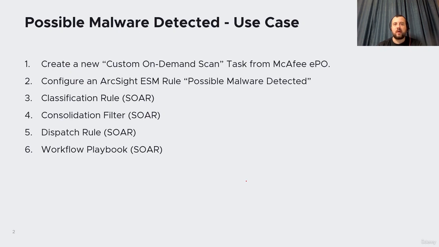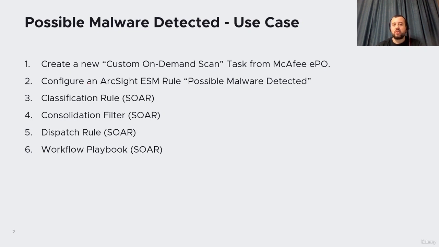this whole use case, the possible malware detected use case, and some of the things that I'm going to present in front of you. As I said, I'm going to create a new custom on-demand scan task from the McAfee policy orchestrator. I'm going to take you with me and literally grab your hand and show you step by step how this task essentially looks. Configure an ArcSight ESM rule as well, which is going to fire whenever we receive events from endpoint security and respectively from McAfee policy orchestrator. This rule, we can call it, for example, possible malware detected.